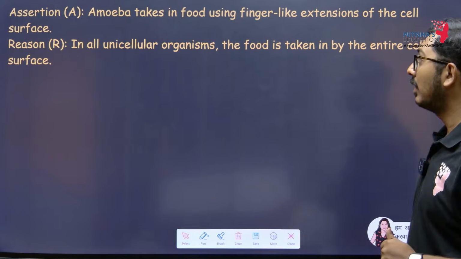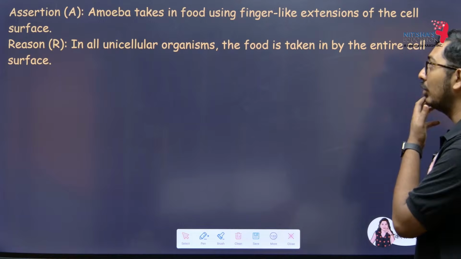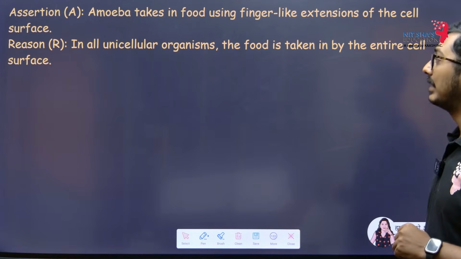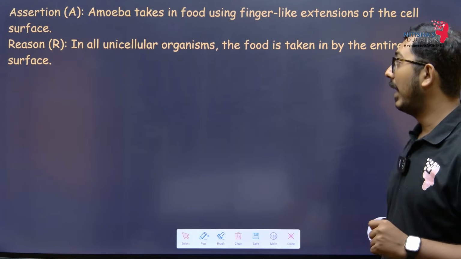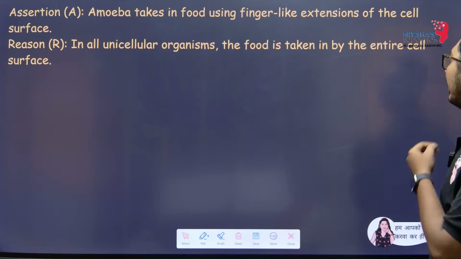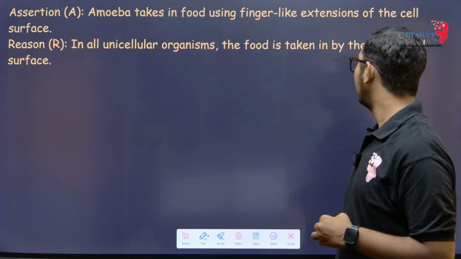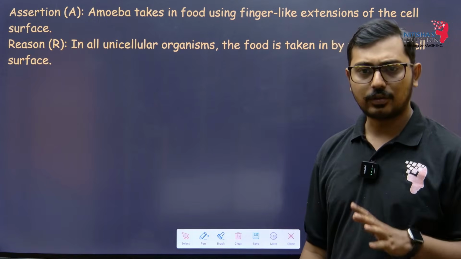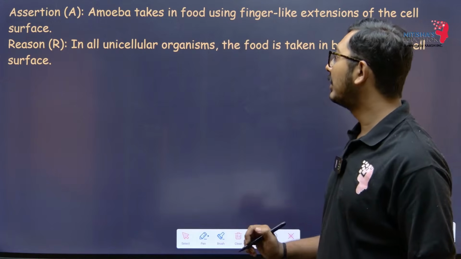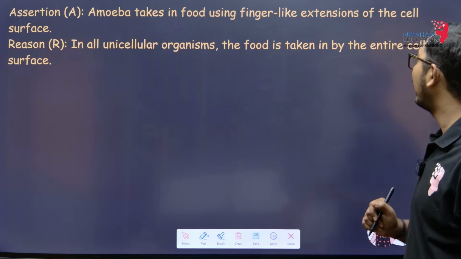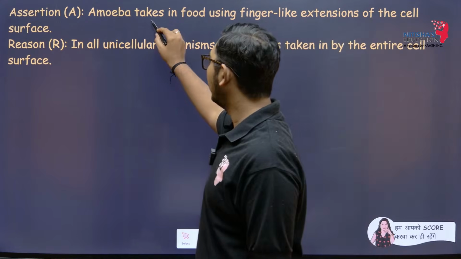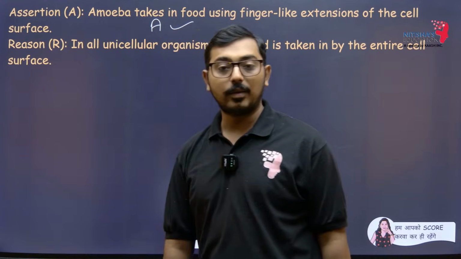Assertion and reason. Amoeba takes in food using finger-like extensions of the cell surfaces. And in all unicellular organisms, the food is taken in by the entire cell surfaces. So first of all, we will check whether the statements are correct or not. The first statement, amoeba takes in food using finger-like extensions of the cell surfaces. That is the correct one. So assertion is true.